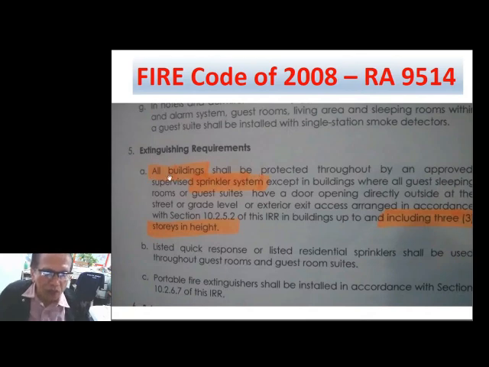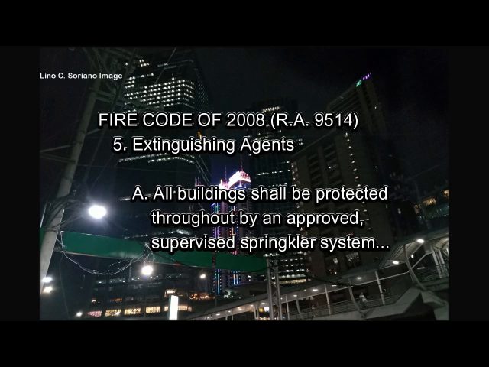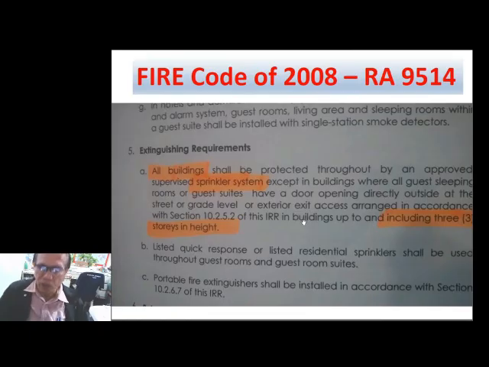Okay. So this is the provision in the fire code which mentions the requirement of putting sprinklers. It mentioned extinguishing requirements. Number 5. Letter A. All buildings shall be protected throughout by an approved supervised sprinkler system. So take note. There is some exception, but the exceptions are only very few.